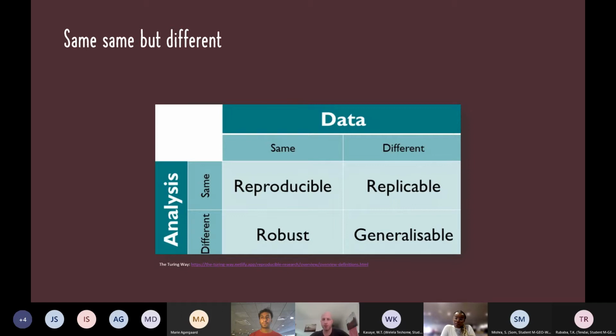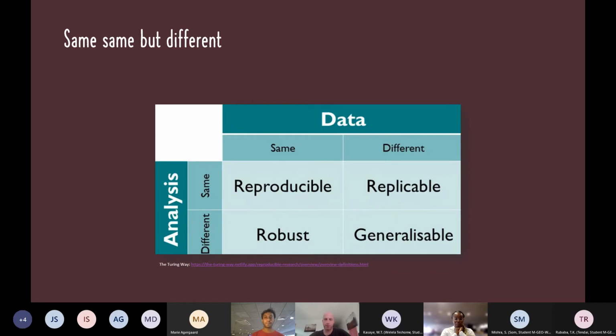And finally, results are generalizable if others use a different data set and a different analysis to answer the same research question. I'm pretty sure you will forget about these differences soon. I also do it, but I strongly recommend to look at these terms from time to time. And in science, it's very important to know what these terms mean and what the differences are.